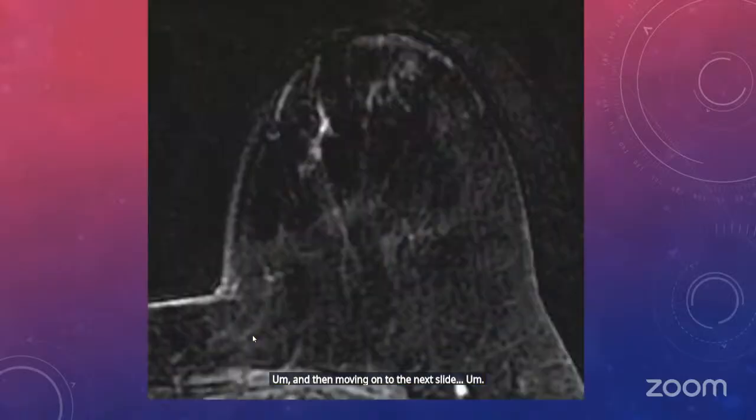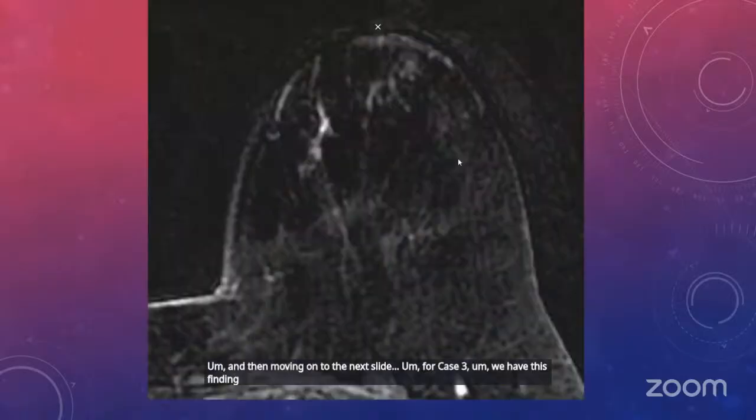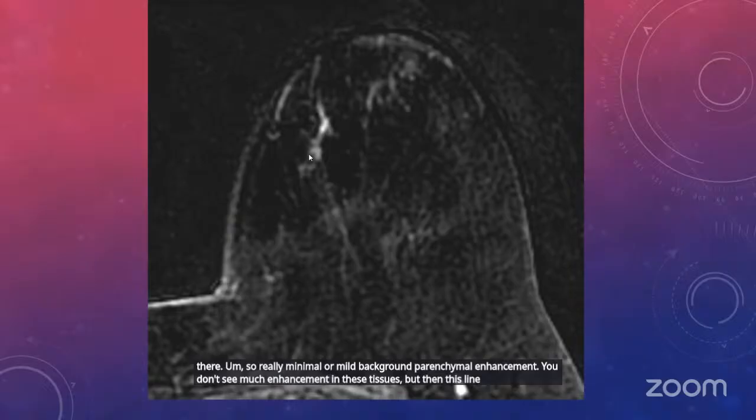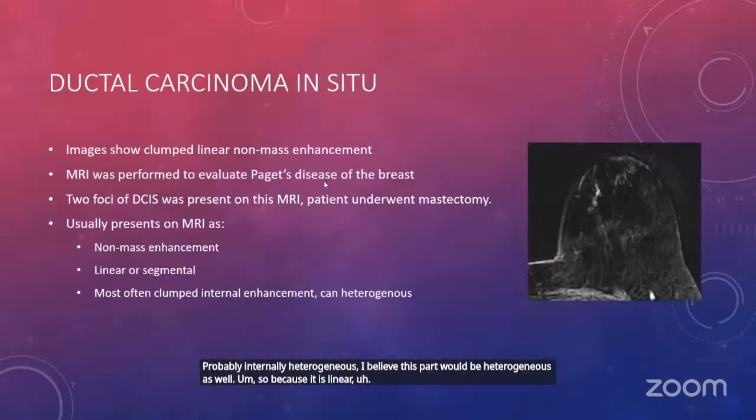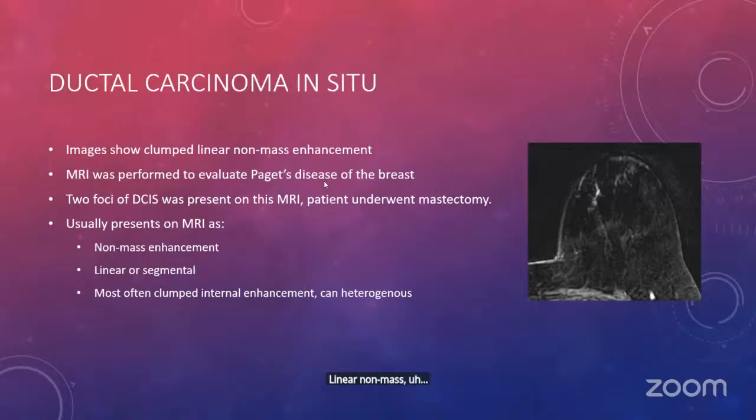For case 3, we have this finding in the left breast on a post-contrast sequence. You see a little bit of motion artifact there. So really minimal or mild background parenchymal enhancement. You don't see much enhancement in these tissues, but then this line in the inner breast really stands out. So this is what I would describe as linear non-mass enhancement that's probably internally heterogeneous. I believe this part would be heterogeneous as well. Because it is linear non-mass enhancement, this warrants a biopsy.